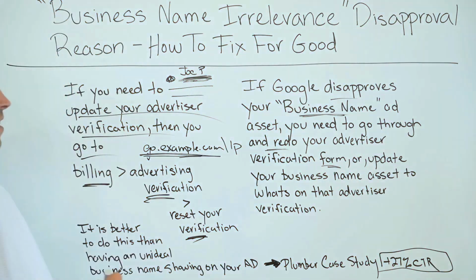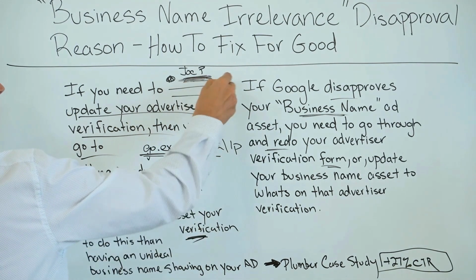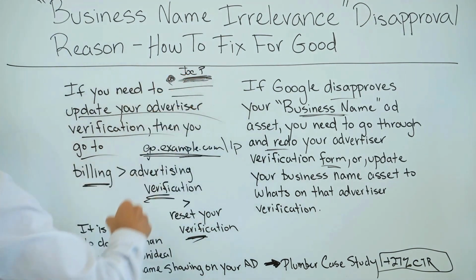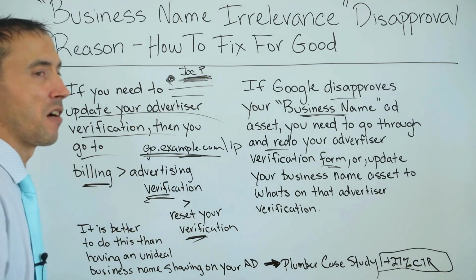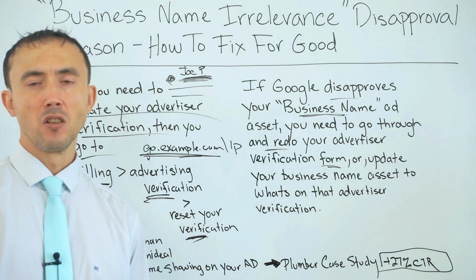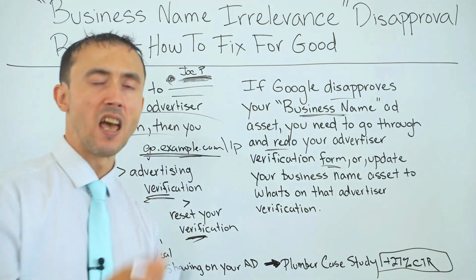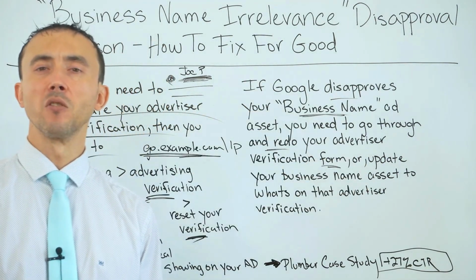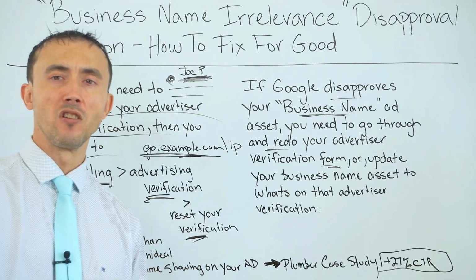To sum this up, not only does the business name ad asset need to be there, but the logo as well. The combination thereof will take you from a 7 to a 10% click-through rate, or a 10 to a 14% click-through rate, no problems, no questions asked.